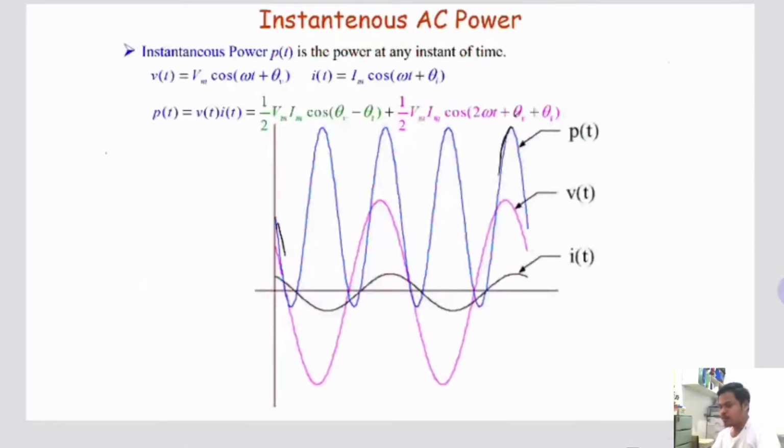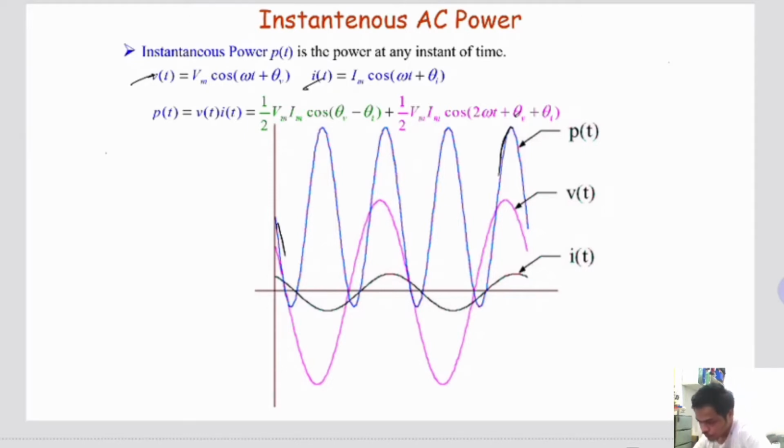Okay, so instantaneous power is defined as the power at any instant of time. And since we are in AC power analysis, our power is also in terms of AC, or in terms of time domain. Notice that our sources for voltage and current are given in time domain, in sine or cosine function.